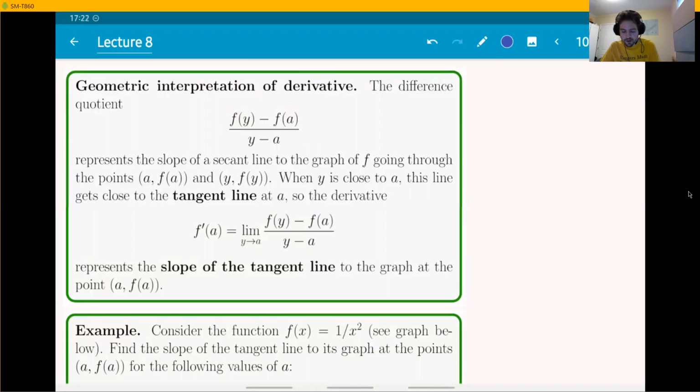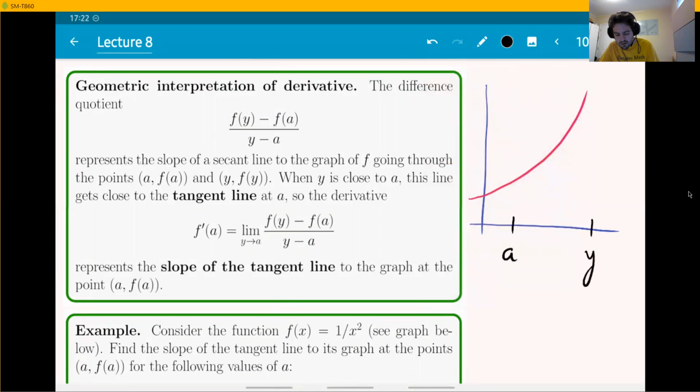Well, if you have a function, let's imagine a small graph of a function like this, and you have 2 points, y and a. The points on the graph have a height of f of a, f of y. What does this expression here represent, the difference quotient? Basically, think about the line that connects those 2 points, which is a secant line.